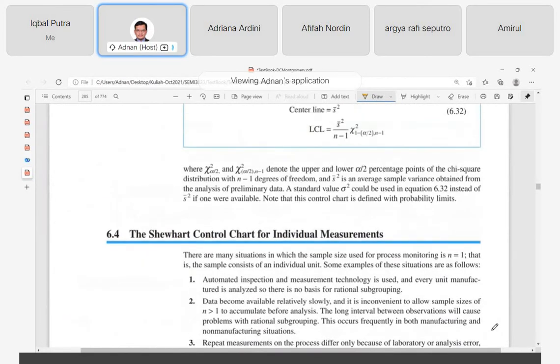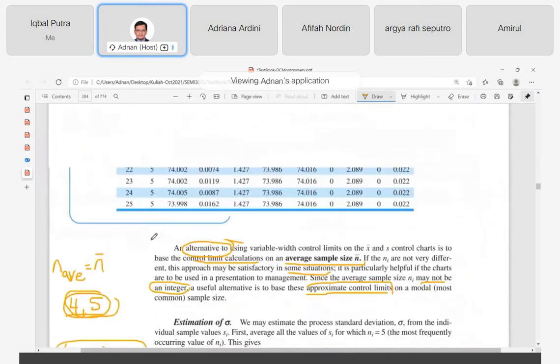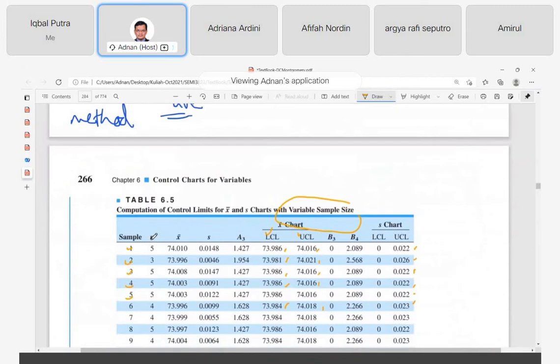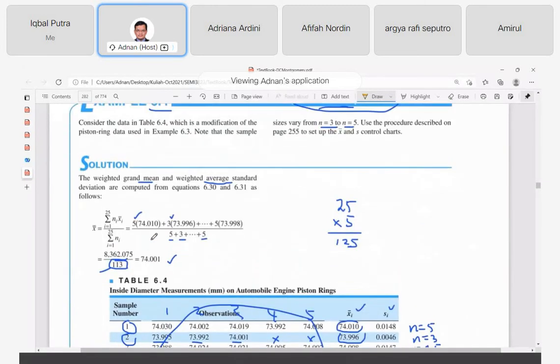Any question before I move to this individual measurement? I would like to explain the pattern and synthesizing rule. Is there any question on the S bar chart, X bar and S chart?